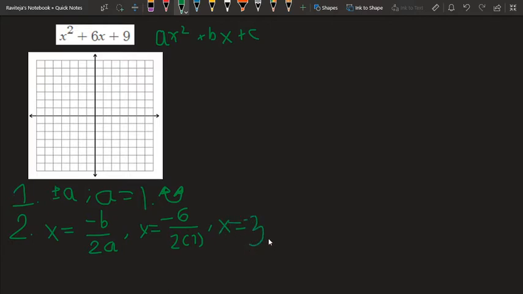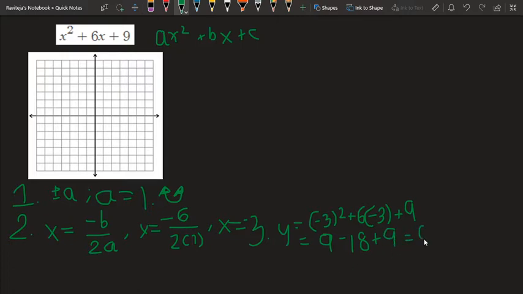So now that we found our x value, in order to find our y value, all we do is plug in this value into our quadratic equation for x. So then we get y equals negative 3 squared plus 6 times negative 3 plus 9. And then after we simplify that, we just get 9 minus 18 plus 9, which is just 0.